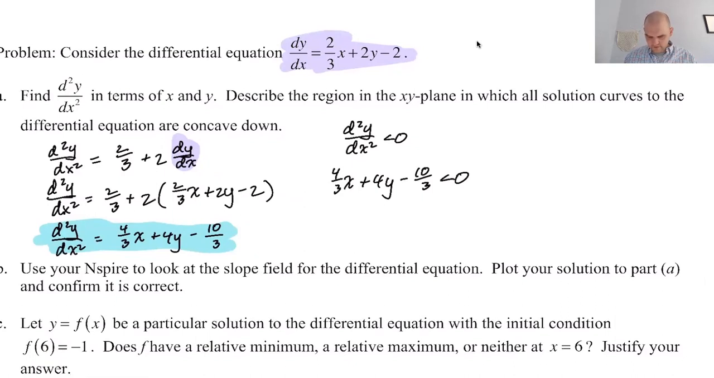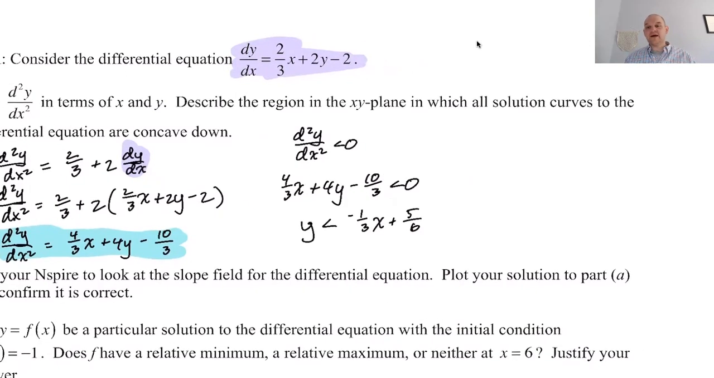I just don't know what I'm doing with it. So this would be y is less than, so negative 4/3 x divided by 4 is negative 1/3 x. And then add 10/3, divide by 4 is 10/12, so plus 5/6.